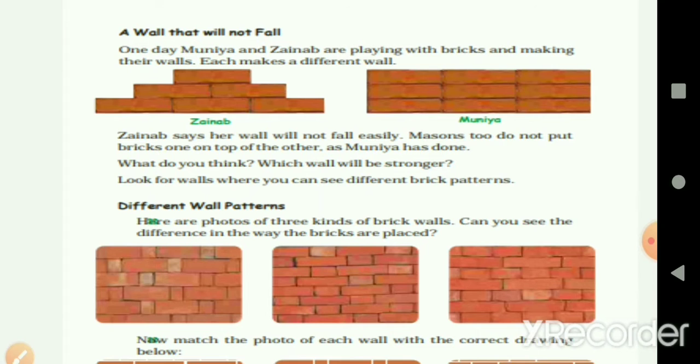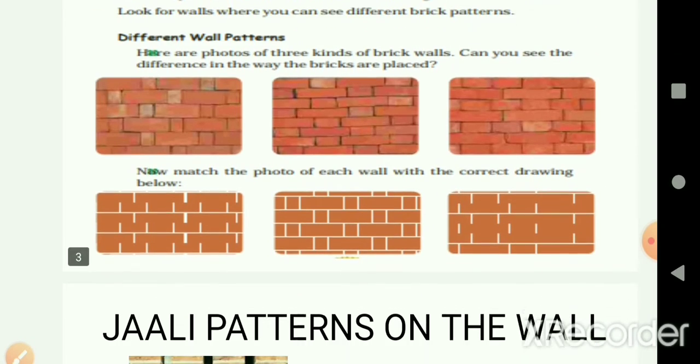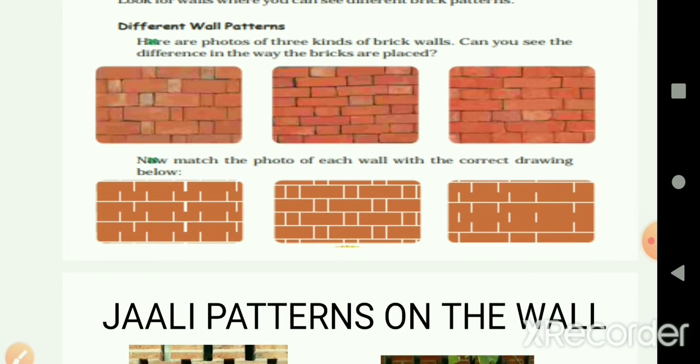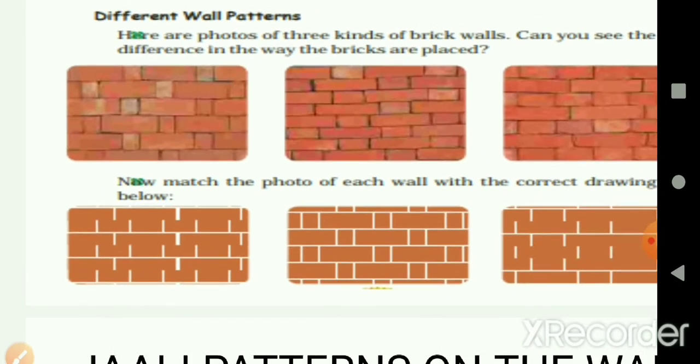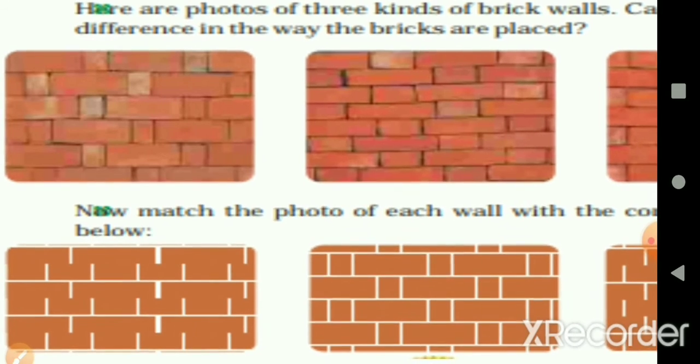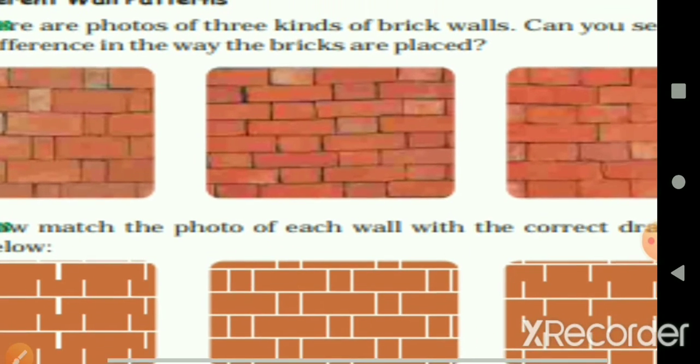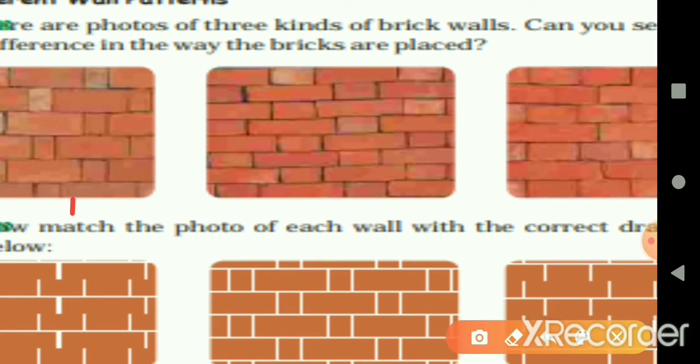Now next point, different wall patterns. Here are photos of 3 kinds of brick walls. Can you see the difference in the way the bricks are placed? Look at the picture of a wall pattern. The first one, the second one, and the third one.